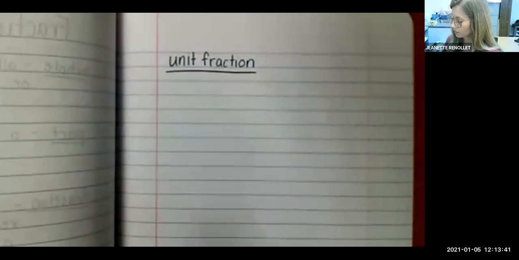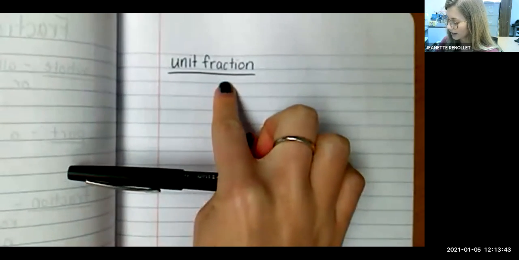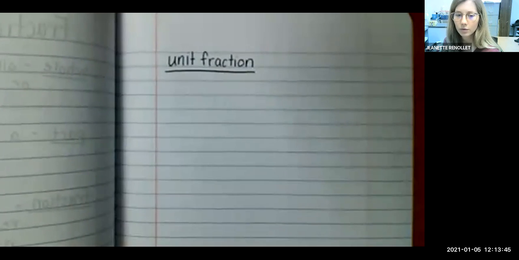The word we're going to learn today is actually a phrase. It's called a unit fraction. A unit fraction. Go ahead and record your vocabulary word. Sorry about that. Here we go. Unit fraction. Go ahead and record, please.